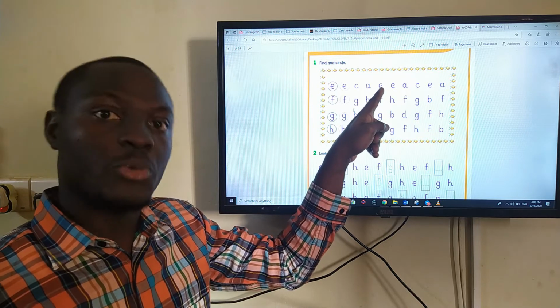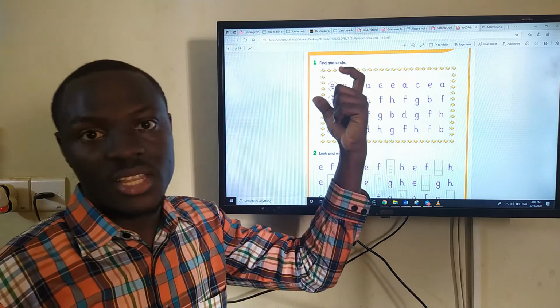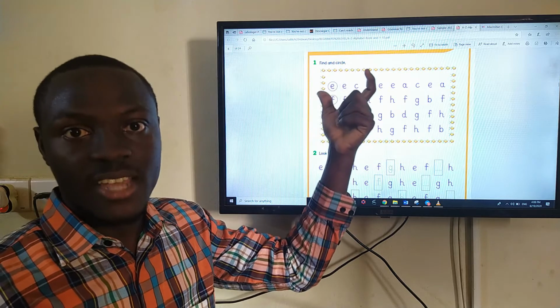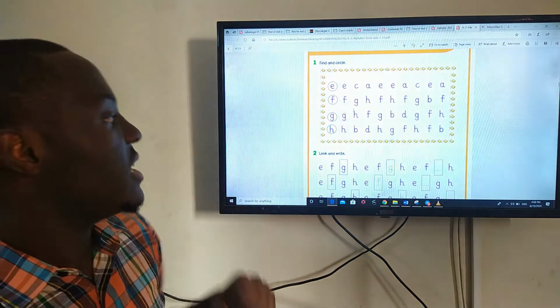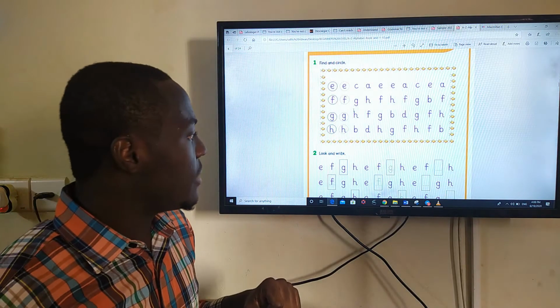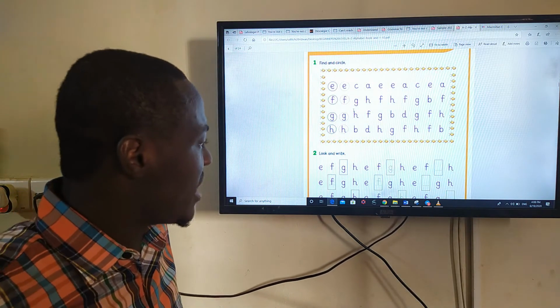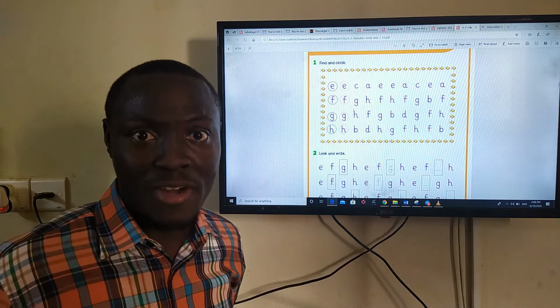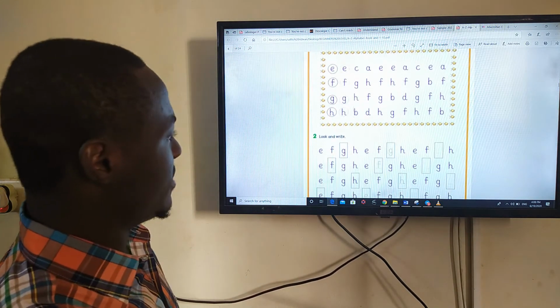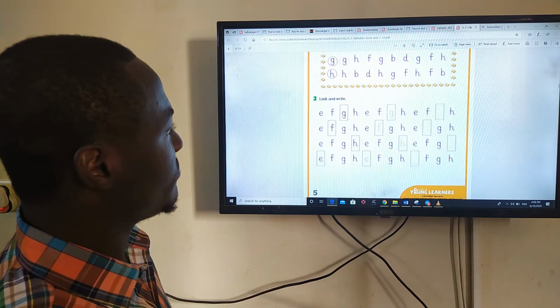We have E, then we circle it. That is what the instruction tells us to do. It says what? Find and circle. So this is basically what the instruction here is telling us to do. Then if you look at instruction number 2 also, we have look and write. What do you mean by look and write? You just look at it with your eyes and write. So let's go down and see what we're talking about here.